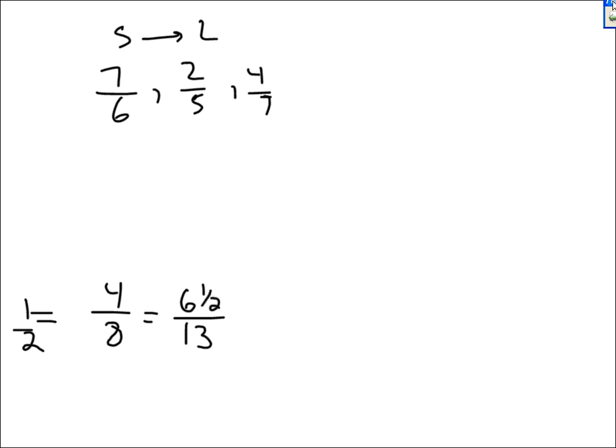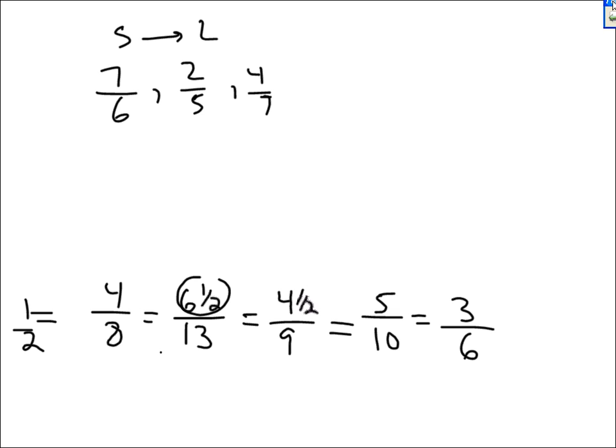You have $6.50 and you share them between 13 people, they each get half a dollar. If you have 9 on the bottom, you have 4.5 on top. If you have 10 on the bottom, you should have half on top. If you have 3 on the top, you should have double on the bottom. If you double 6.5, you get 13. If you double 1, you get 2. These fractions all equal a half.